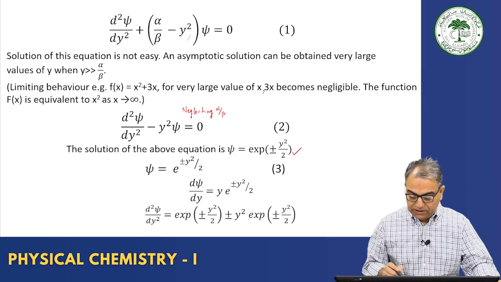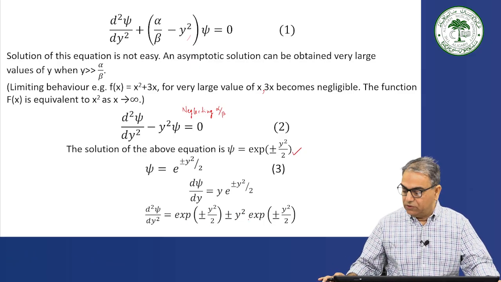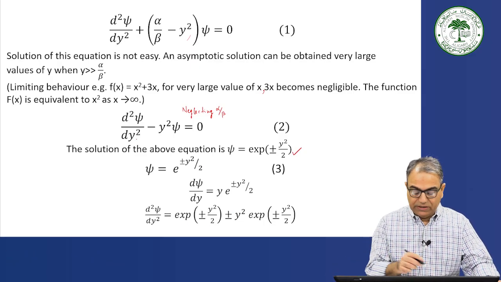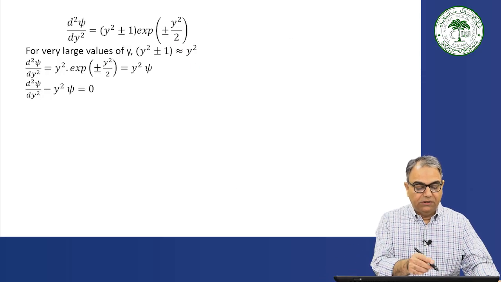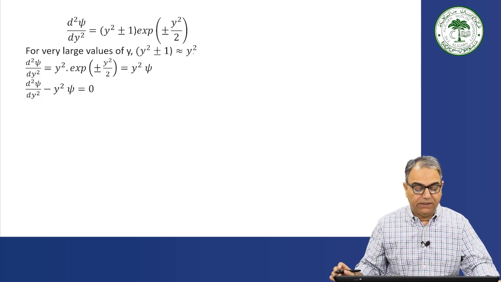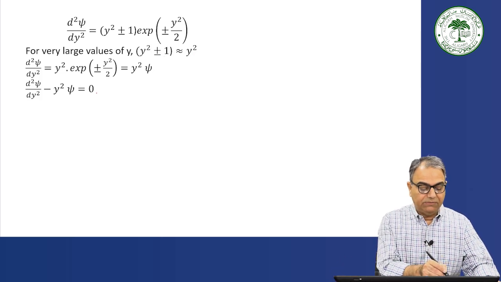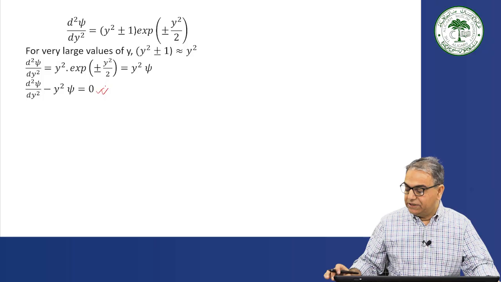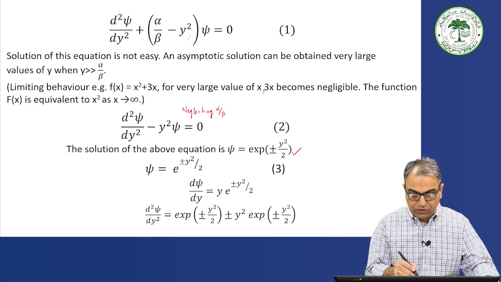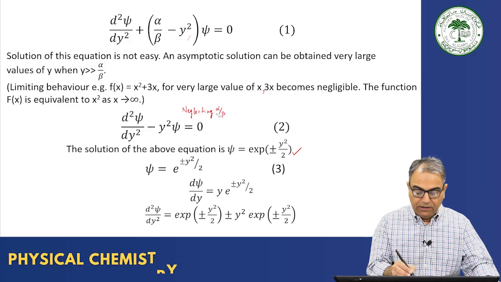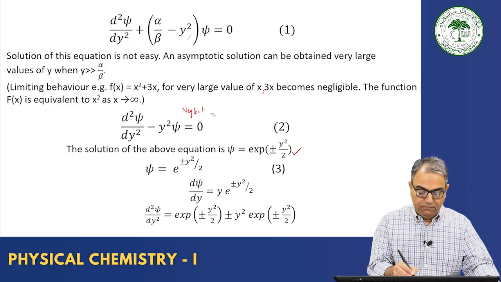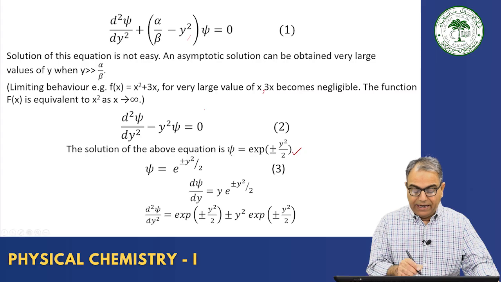and you again repeat this differentiation. What you get is this one, and this becomes equal to the same equation, d square psi by dy square minus y square psi. Okay. So for very large value of y, y square plus minus 1 could be written as y square, and then you get the same solution back here. So this tells you that a solution for d square psi by dy square minus y square psi could be obtained by writing the exponential form, and this is what we do.